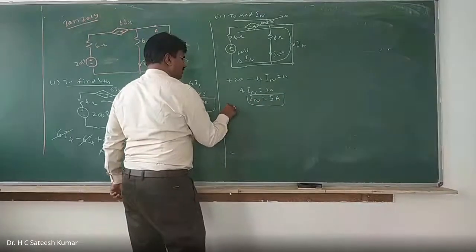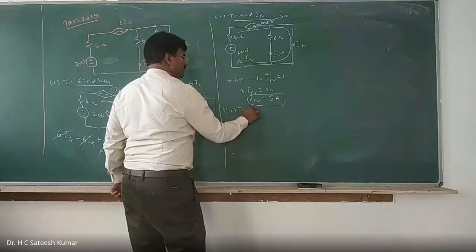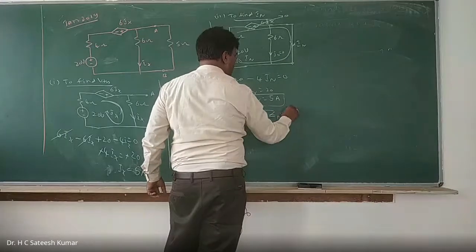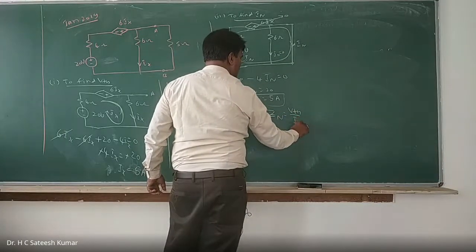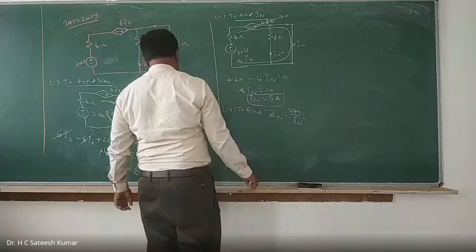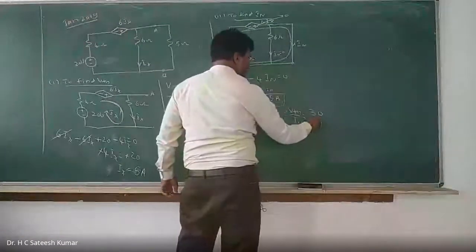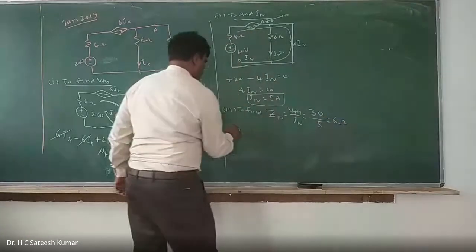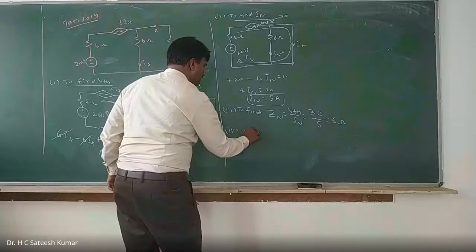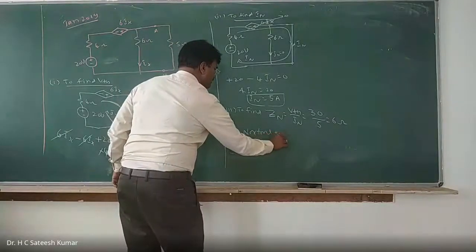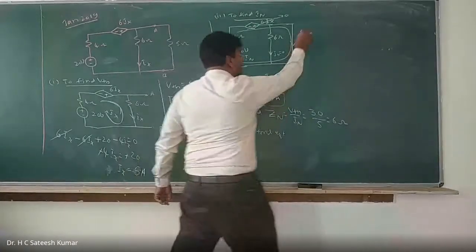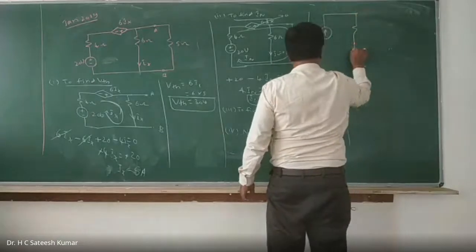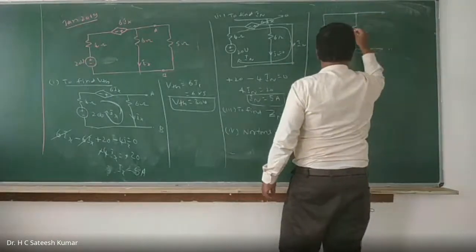Next, the third step is to find Z Norton. Z Norton is equal to VTH divided by I Norton. VTH is how much? 30. I Norton is 5. So 6 ohms. Okay, fourth step, Norton's equivalent. Norton's equivalent is a current source in parallel with a resistance or impedance.